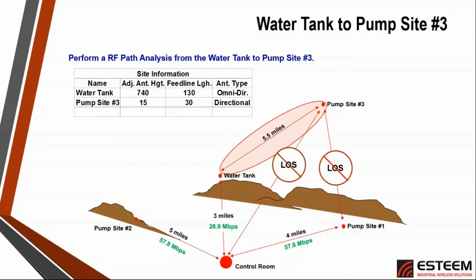So then we keep adding this information. We'll take a look at this last link. This is actually 5.5 miles going from the water tank, which has an adjusted antenna height of 740 feet, to a water pump site at 15 feet. We're going from an omnidirectional to a directional.